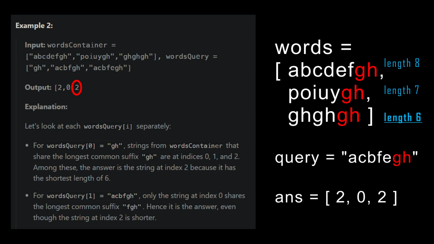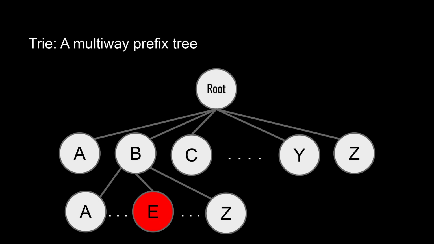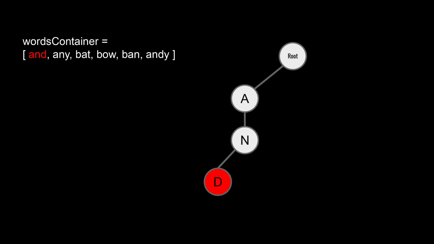Now, whenever you want to look up strings by their prefixes or suffixes, you should immediately think of a trie. A trie is a multi-way tree structure where each node has up to 26 children, one for each letter of the alphabet. To insert a new word, you iterate through the letters of the word one at a time, traversing down the child for that letter each time. Let's start by adding the word AND. From the root node, we add children for A, N, and D. The word AND then goes into the D node.